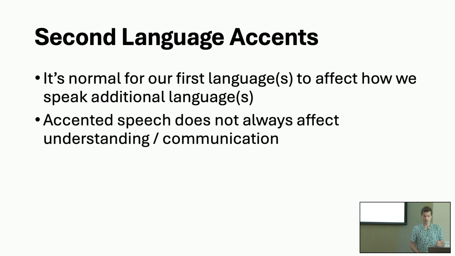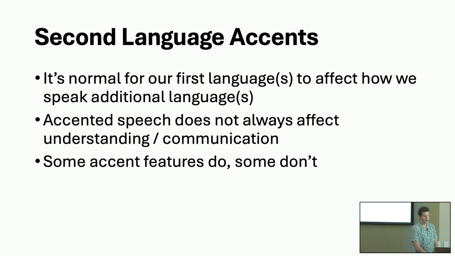Accented speech does not always affect understanding or communication. I'm sure all the time we're interacting with people in our daily lives and we perceive an accent of any variety, right? But we still understand that person most of the time. There might be some little blips here and there, but most of the time we understand them just fine. And so really what we're trying to say is some accent features do affect understanding, or can affect understanding in certain contexts, and some don't. And the salient ones aren't always the ones that affect understanding.